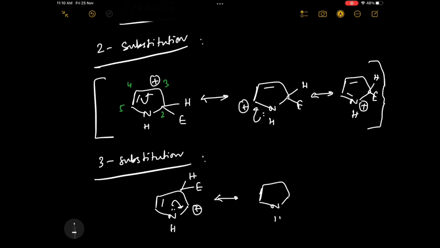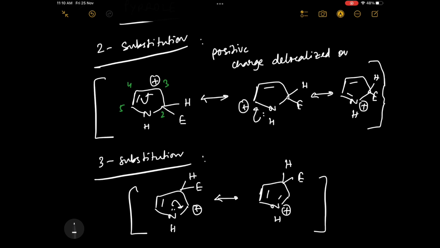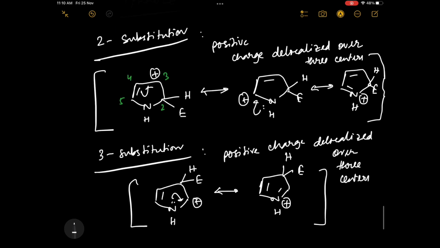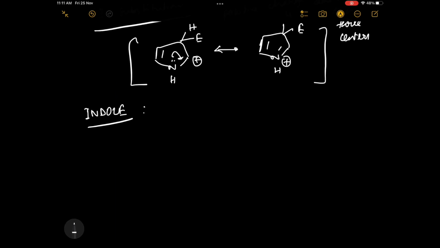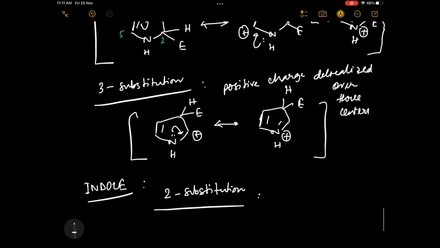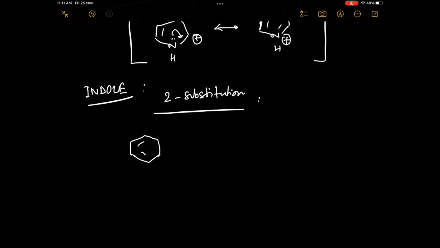We can see that the positive charge is formed, and it is delocalized over only 2 positions, 2 centers. So there are only 2 structures which contribute to the canonical form. As you can see, for 2 substitution, the positive charge is delocalized over 3 centers. For 3 substitution, the positive charge is delocalized over 2 centers. Hence, for pyrrole, the 2 substitution is more predominant and 3 substitution is not, because the 2 substitution is more stable. So the transition state in the 2 substitution for pyrrole is more stable.